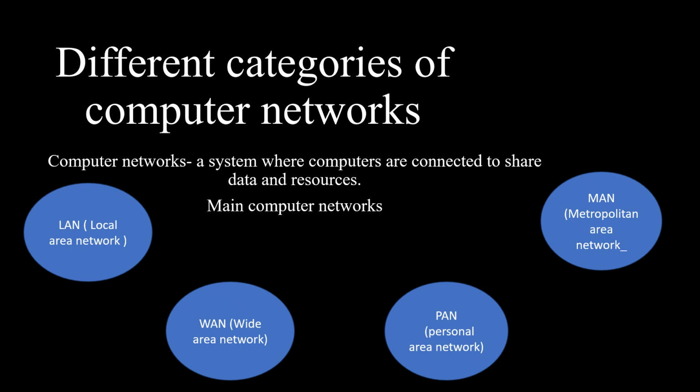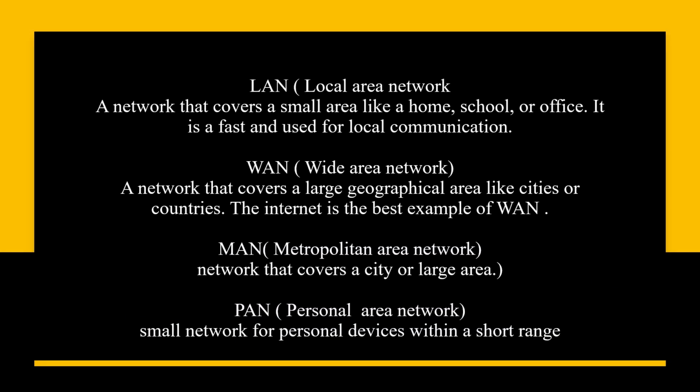Next one, types of networks. LAN covers small areas like homes and schools. WAN covers large geographical areas such as countries, and the internet is the best example. MAN covers a city, and the PAN connects personal devices over a short distance, like Bluetooth connections.